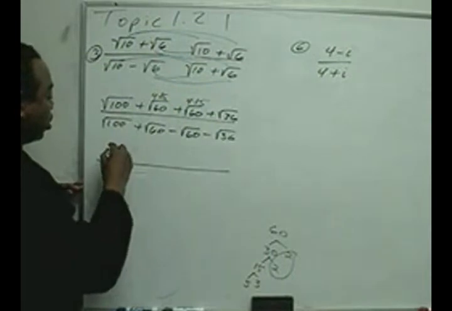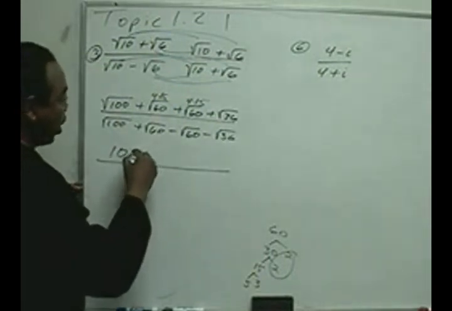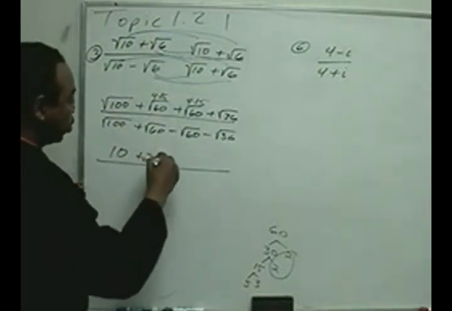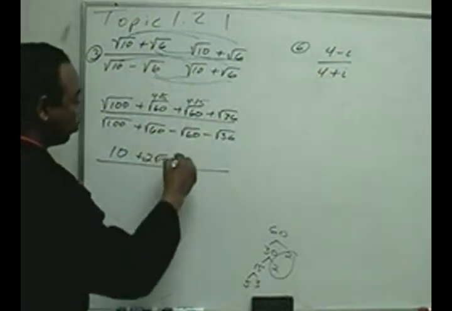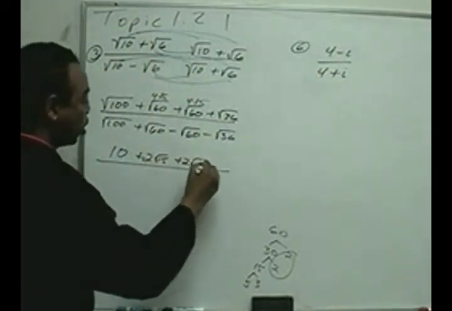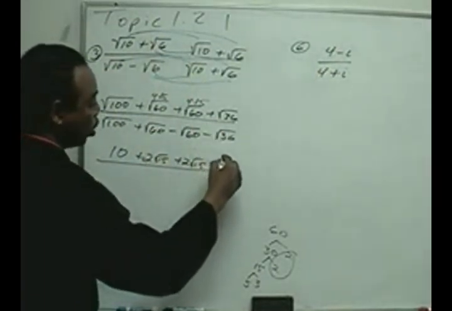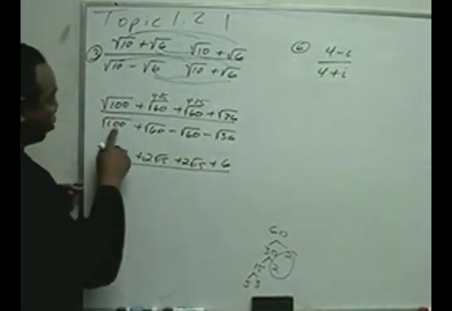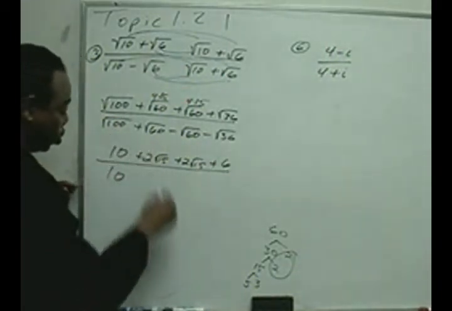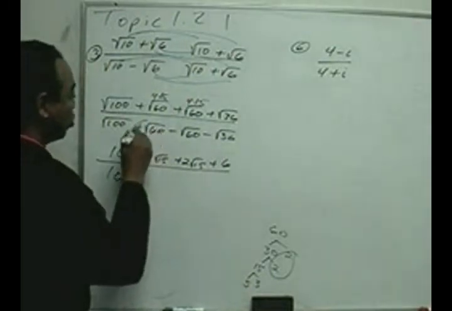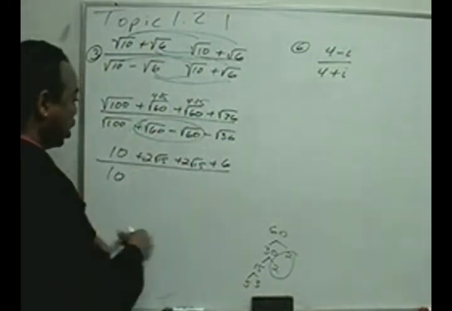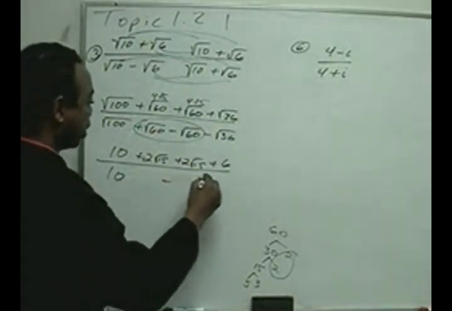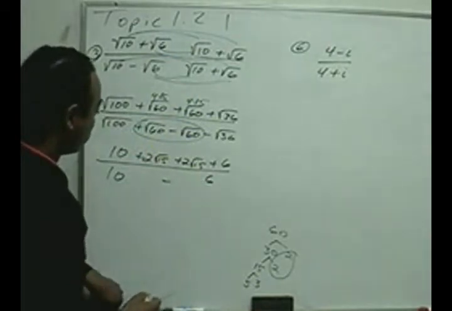Okay, this simplifies to 10. This simplifies to 2 and the square root of 15. This simplifies to 2 and the square root of 15. And this simplifies to a 6. This simplifies to 10. These two cancel each other out. And this simplifies to a negative 6.